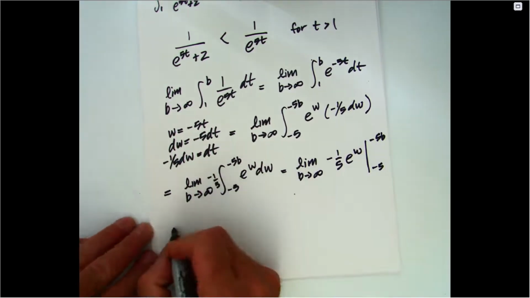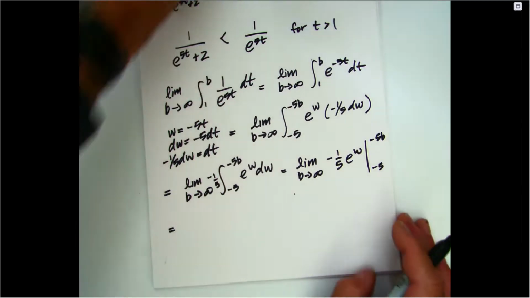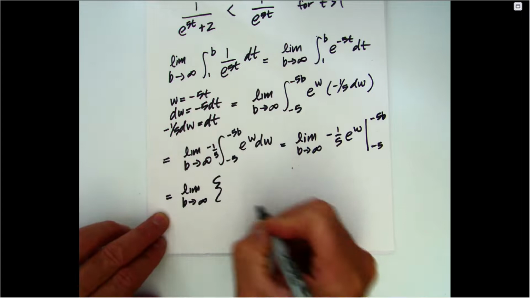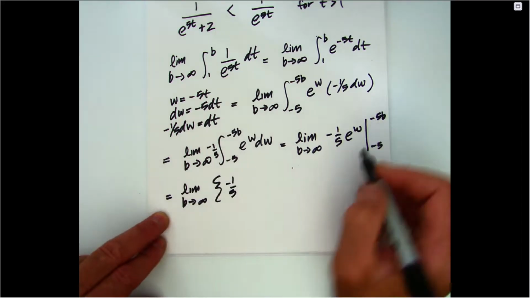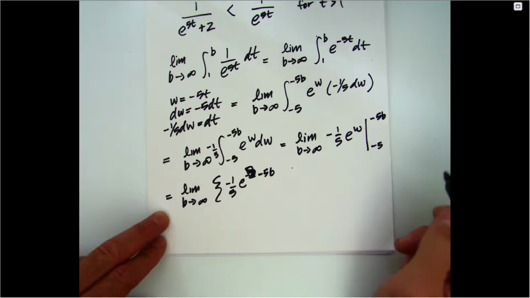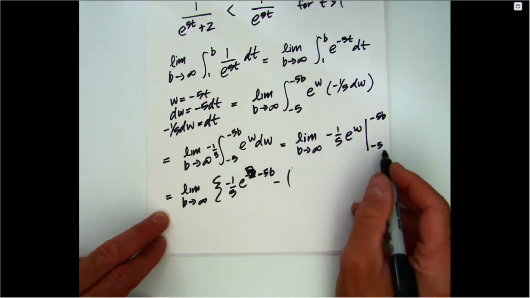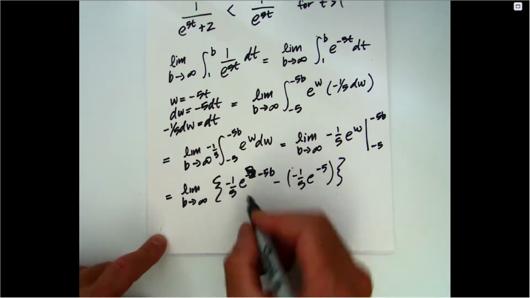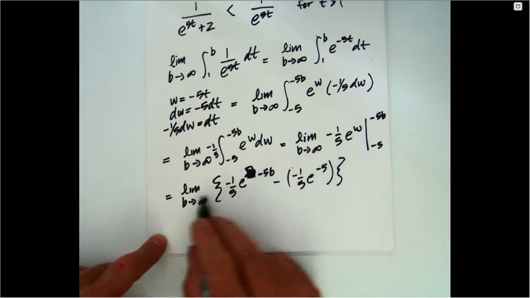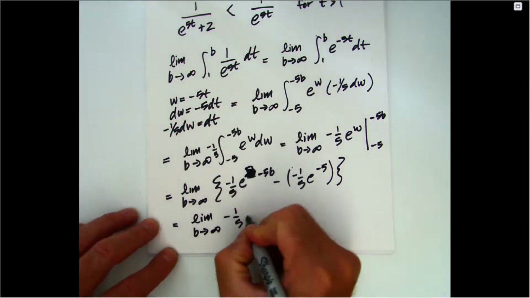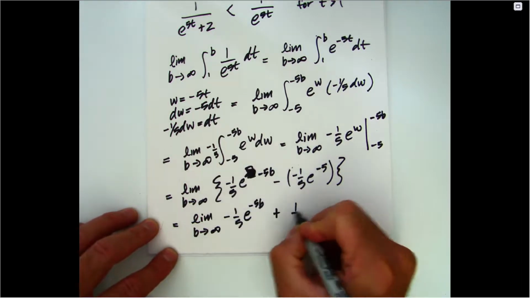Let's go ahead and do that. We'll have the limit as b goes to infinity of, let's see, negative 1/5. I'm putting negative 5b in for w, so it's e to the negative 5b, and then I'm going to subtract away the value at the other end, so it'll be negative 1/5 e to the negative 5. And now I can see that this will become a plus, and I can take the limit here. So we'll have the limit as b goes to infinity of negative 1/5 e to the negative 5b plus 1/5 e to the negative 5.